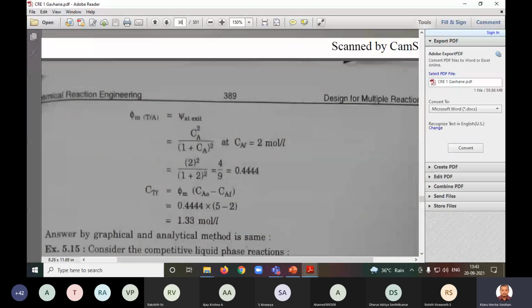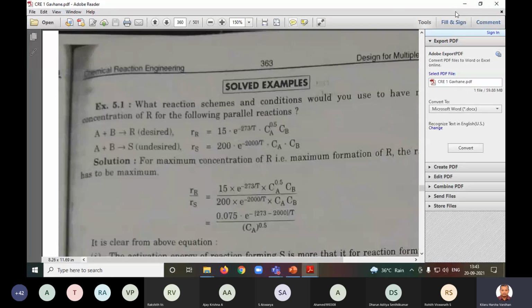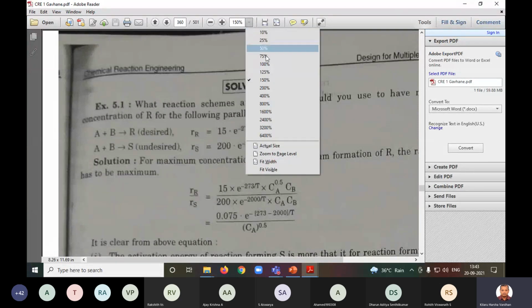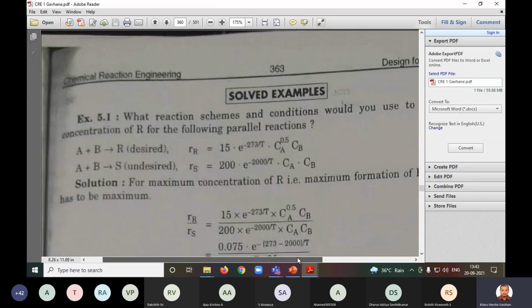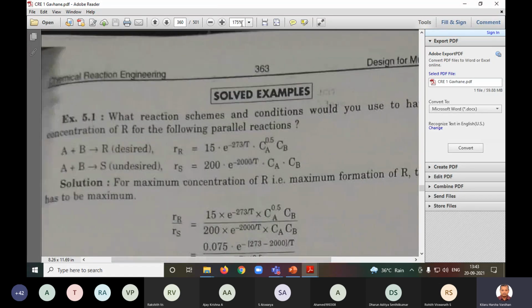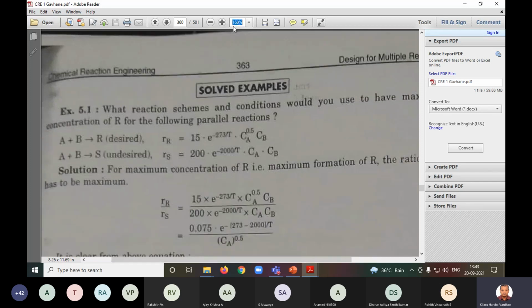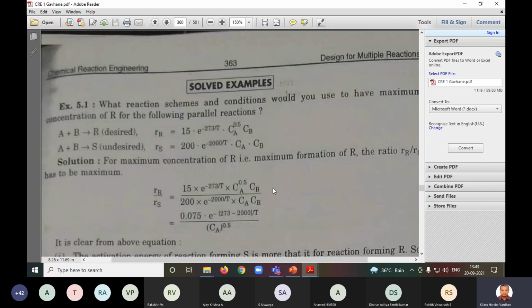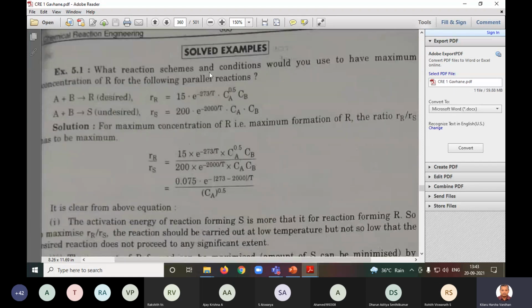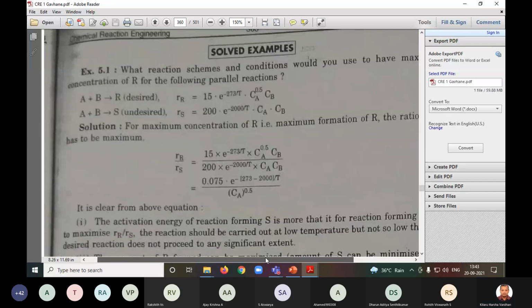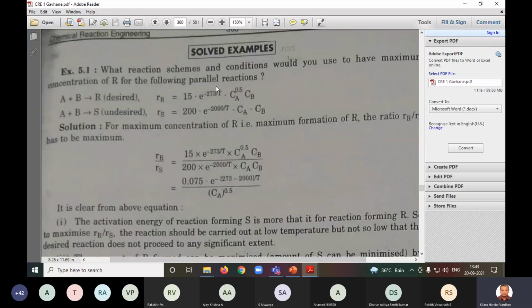And three more problems I'll just show you. This is a problem which they give in Gavani. I will do some problems because there is still time. Okay, let me reduce. Now you see here, this is one problem. What reaction schemes and conditions would you use to have maximum concentration of R for the following reaction?